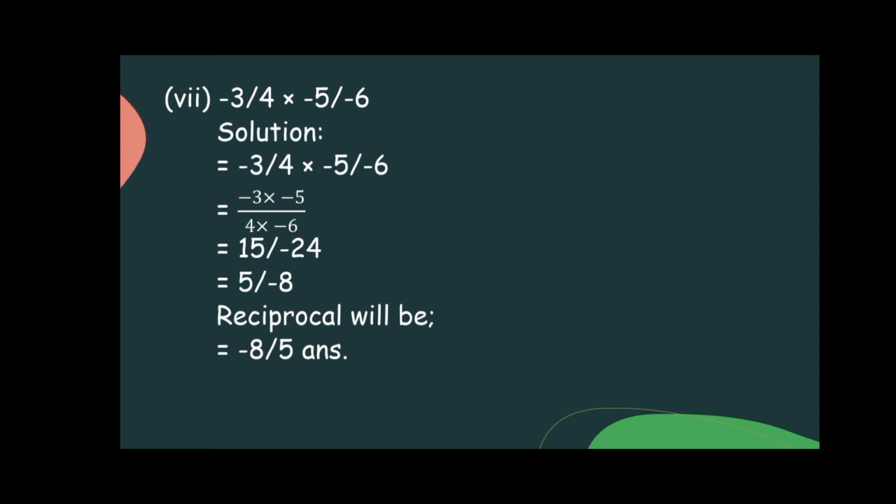Now we have to do the cancellation. We can cancel this 15 and 24 by the table of 3. 3 5s are 15, 3 8s are 24. So we have now 5 upon minus 8. Now its reciprocal will be minus 8 upon 5.